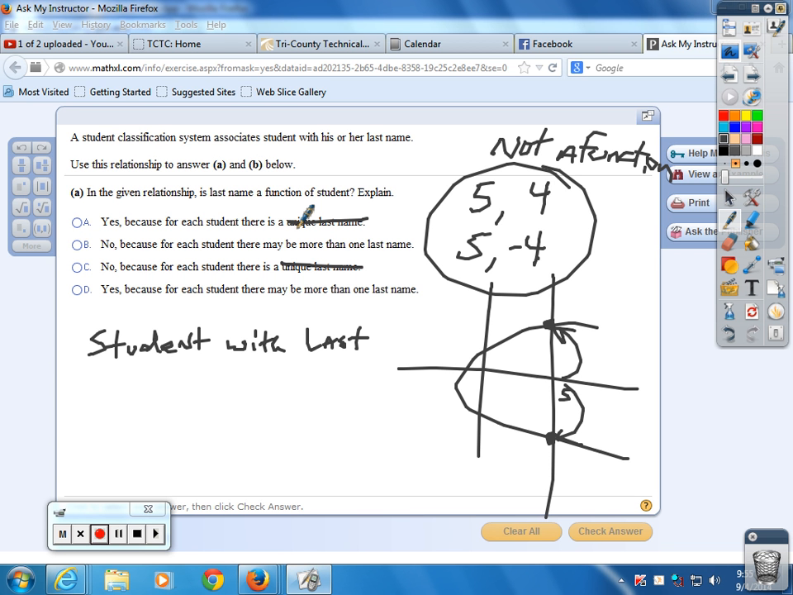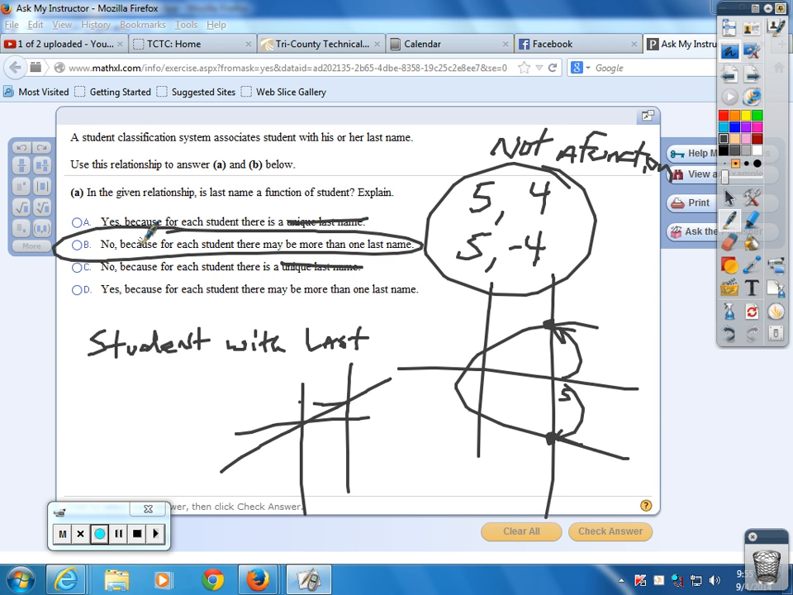Okay, so we got this one to choose from, or this one to choose from. Well, this says that when you don't have a function, you have what? Your y's are the same. In other words, you have 2 y's. They're not the same, but there's 2 y's for every x, versus a function like this, where you only have 1 x and 1 what? 1 y. That's why you did the vertical line test. So I think your answer would probably be no, because for each student there may be more than 1 last name. That's what I think the answer would be. I really don't like that question. You won't see that question on the test.